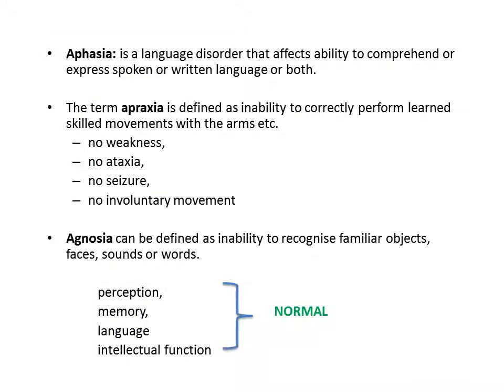Aphasia is a language disorder that affects the ability to comprehend or express spoken or written language, or both. The term apraxia is defined as inability to correctly perform learned skilled movements with the arms in the absence of weakness, ataxia, seizures, and involuntary movement. Agnosia can be defined as inability to recognize familiar objects, faces, sounds, or words.